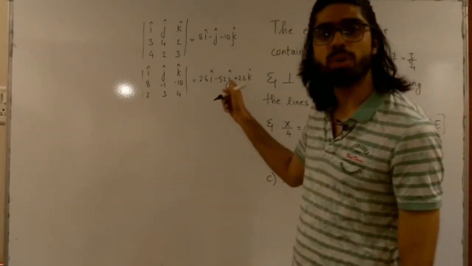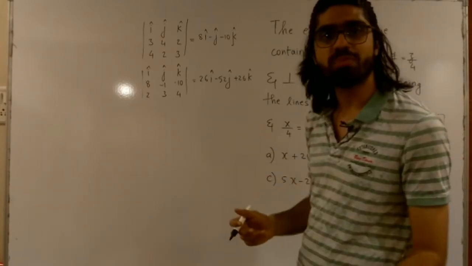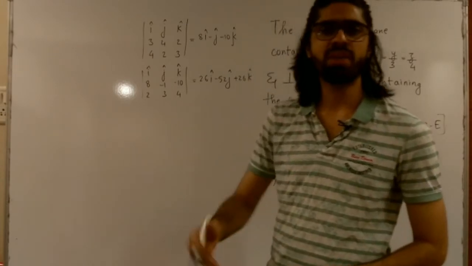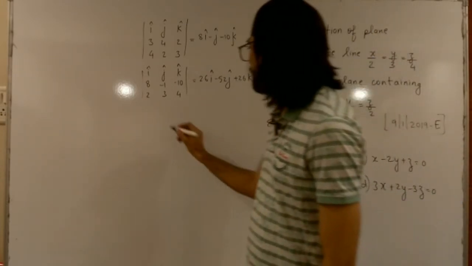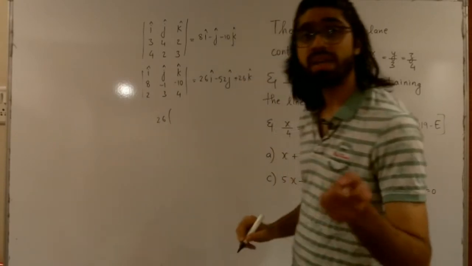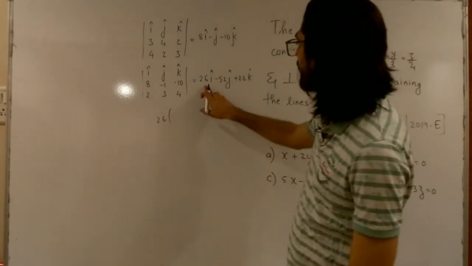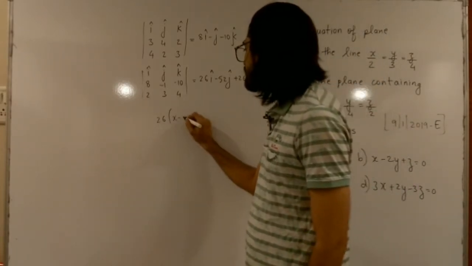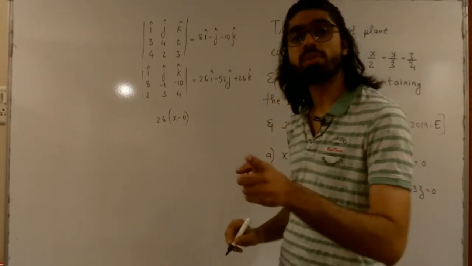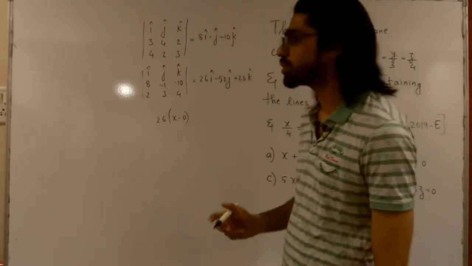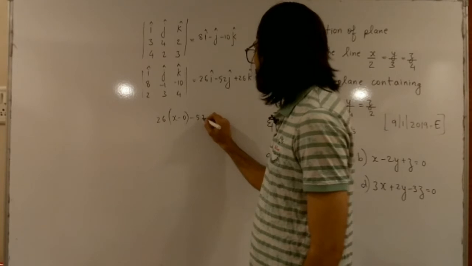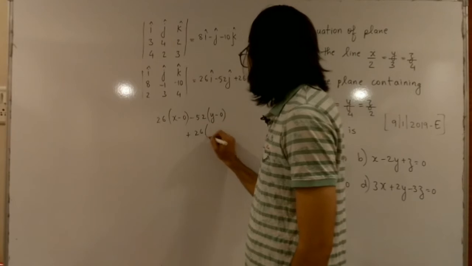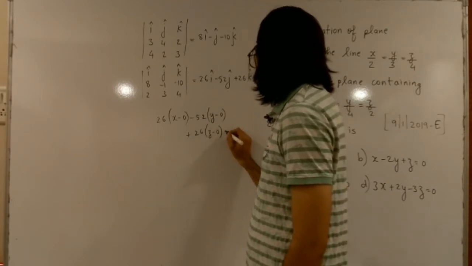This is a vector which is perpendicular to my plane. So the equation of my plane will now be given by a into x minus x1 plus b into y minus y1 plus c into z minus z1. So the equation becomes 26. Keep in mind a, b, c were the DRs of the normal, which are 26, minus 52 and 26. So a, 26 into x minus x1, x1, y1, z1 were 0, 0, 0 because our plane was passing through the origin. Then we have b which is minus 52 into y minus 0 plus we have c which is 26 into z minus 0, and this should be equal to 0.